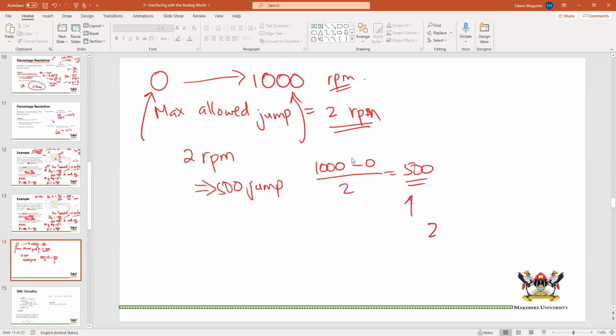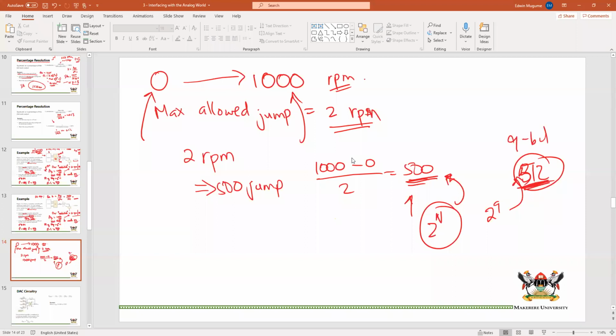However, there is no factor of 2 to the power n that gives me 500. So I've gone to find 2 to the power 9 giving me 512. And I need my jumps to be at least 500. They cannot be less. So I'll take the next bigger number. You can take more bits, I could do a 10-bit DAC or 11-bit DAC, but that would be a waste. I use a 9-bit DAC. These are 9 bits. And this will take me through 511 jumps or steps to give me my full scale of 1,000 revolutions per minute.